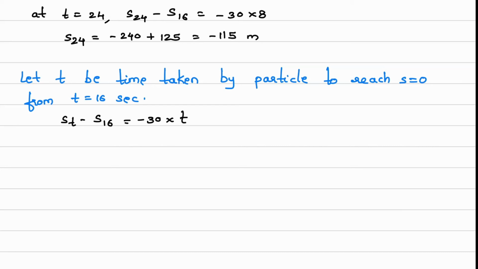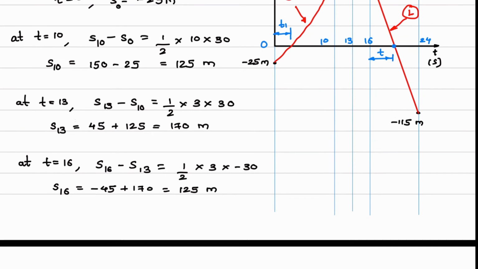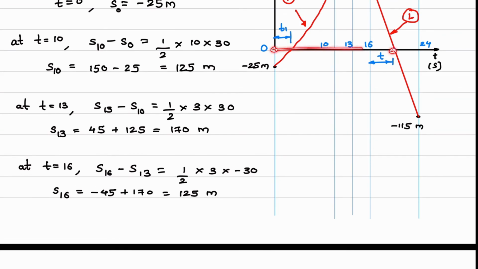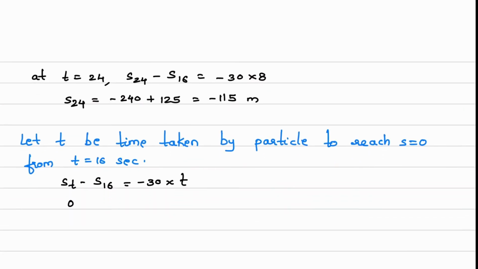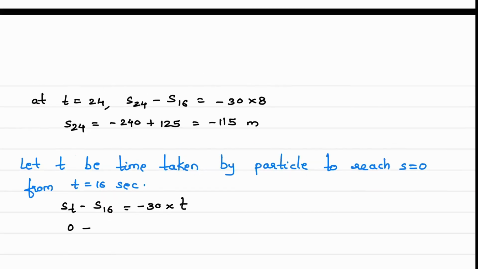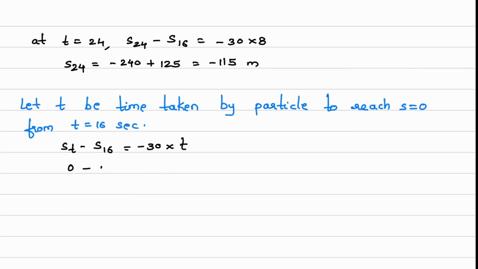ST is the displacement at time T. At this location displacement is 0, so that value is 0. Minus, what is S16? S16 is 125 meters. So minus 125 equal to minus 30 into T. From here we can calculate T. T is equal to 4.16 seconds. But we require the total time, right?